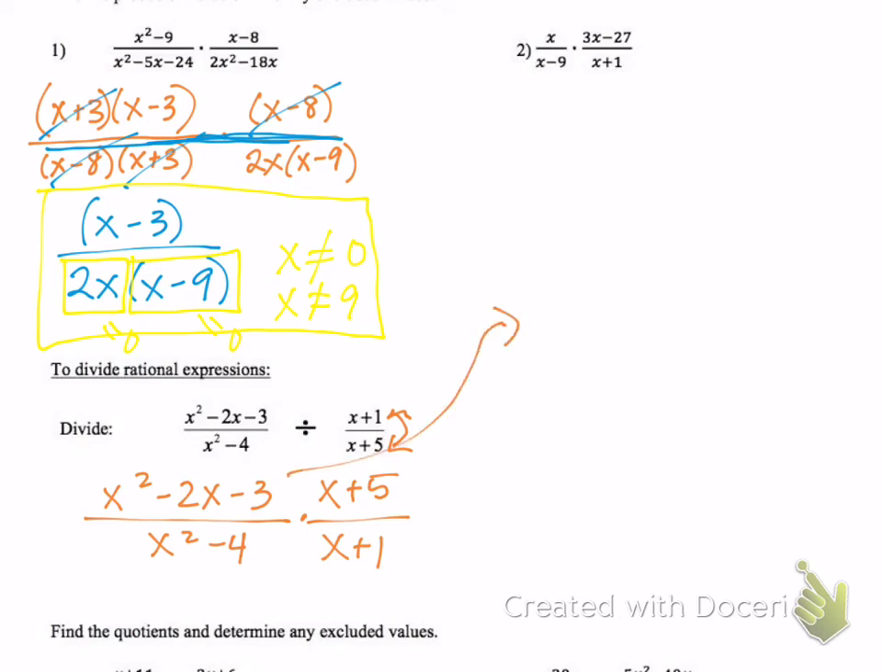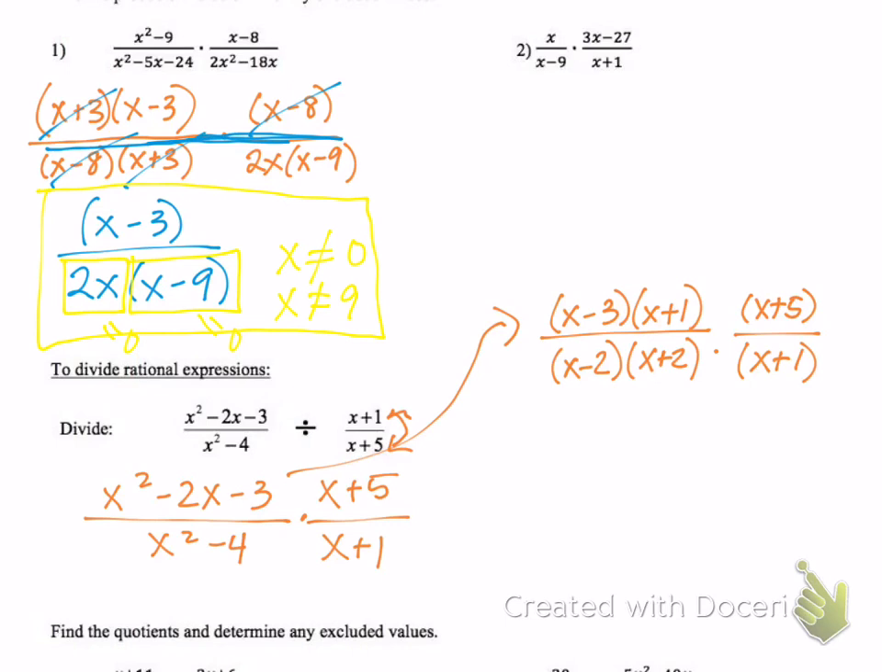I'm going to just come up here for some extra space. If I were to factor the numerator, it becomes what? x minus 3, x plus 1. And then I also now have the x plus 5 at the top. Divided by x squared minus 4, which is a difference of two squares. So x minus 2, x plus 2. And then on the bottom I have x plus 1.